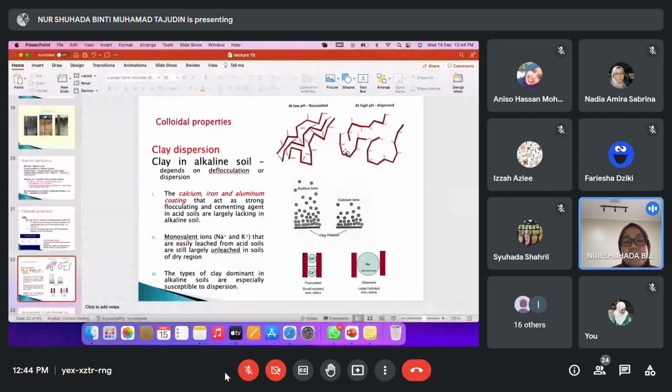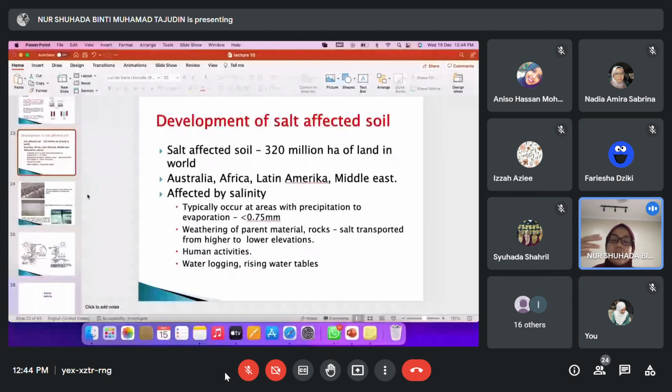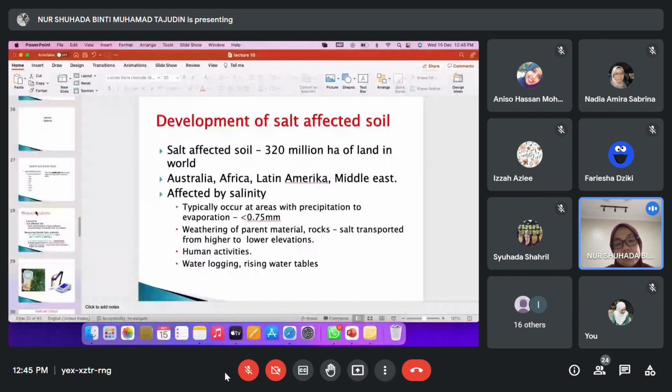So these are a few types of problems, and we call them salt affected soils. About 320 million hectares of land in this world are salt affected. Usually it covers Australia, Africa, Latin America and the Middle East. By its name, salt affected soils, we know that there is accumulation of salt. Next week we will go through what the problem is with these types of soil.